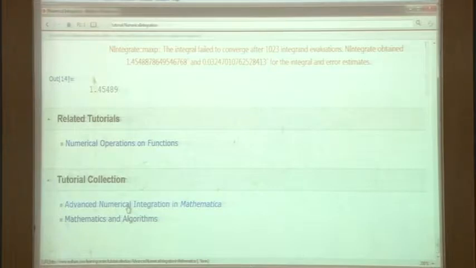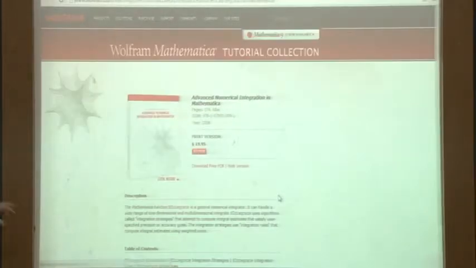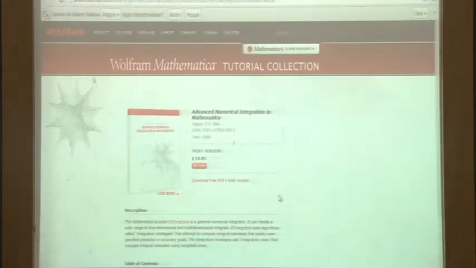You see, tutorial collection. This is advanced numerical integration in Mathematica, and this will take you to a place where you can download for free the PDF, and it will explain to you all the algorithms they are using and all the potential problems. This tutorial collection is for free. You can download the PDFs, and it covers everything in Mathematica. So you have more than 5,000 pages. You guys can take a look at the tutorial collection here.